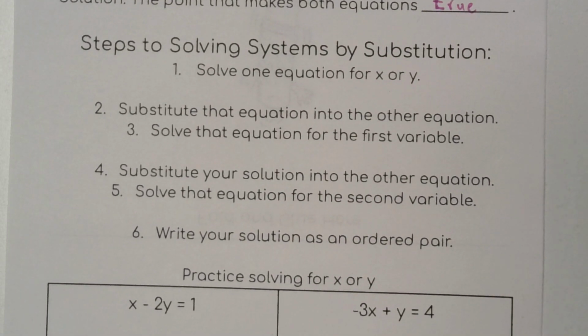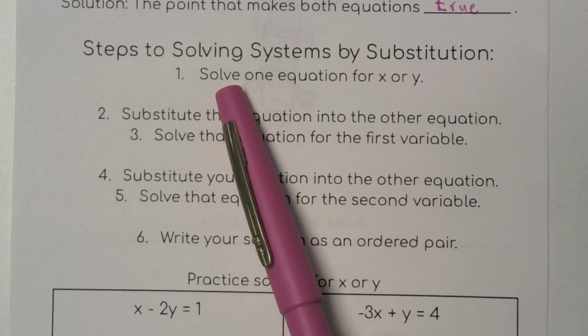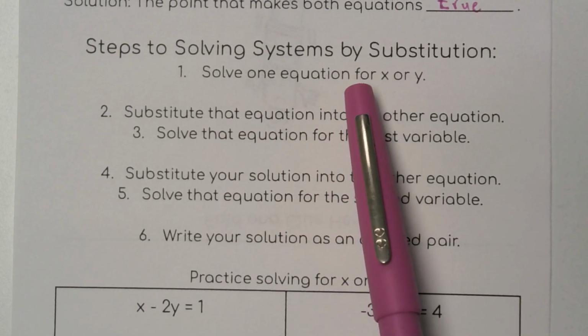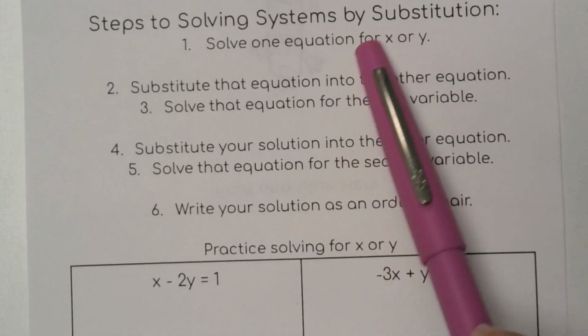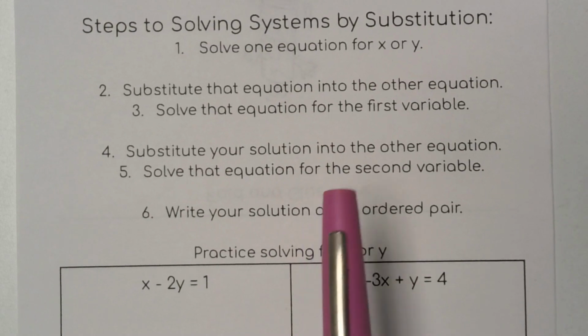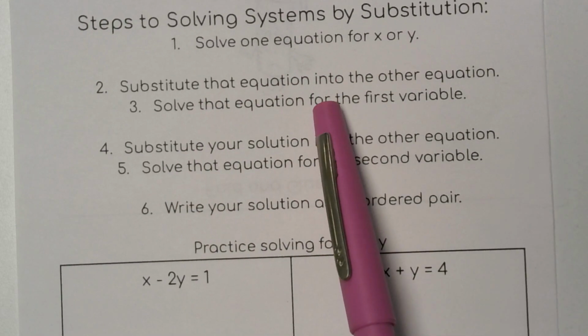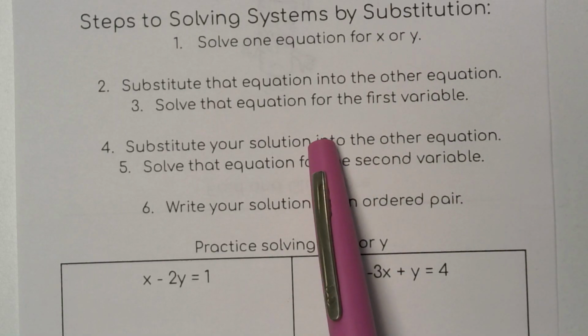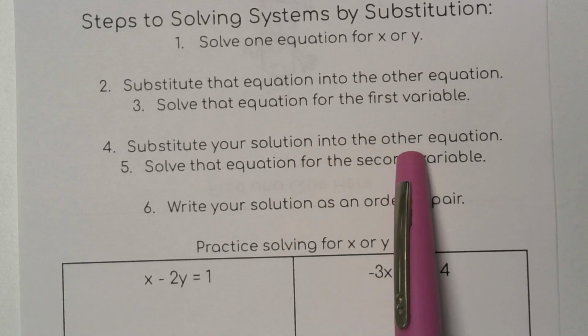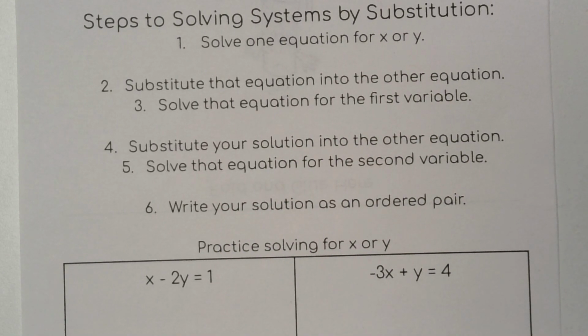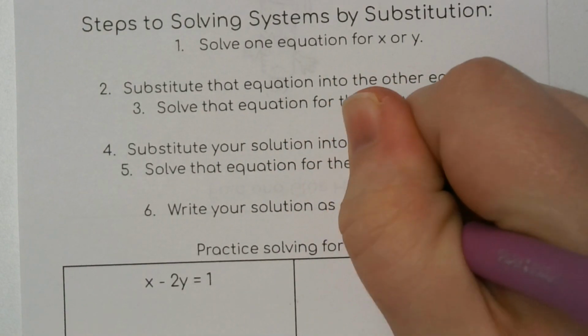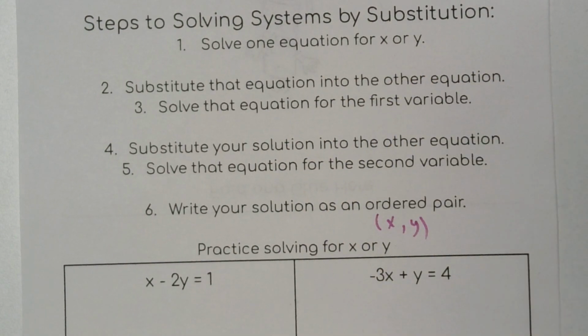So our steps today, we're just adding that step: solve the equation for x or y, and then we do what we did on Thursday, Friday. So you substitute that equation in, then you find the first variable, substitute that first variable into your second equation, find the second variable, and write it as an ordered pair. Don't forget that's x, comma, y.